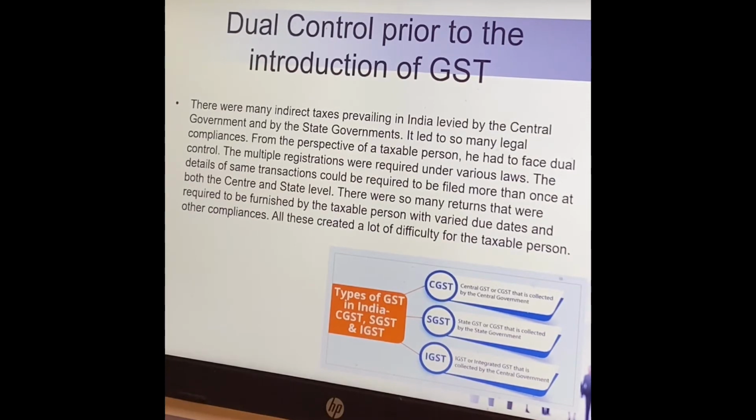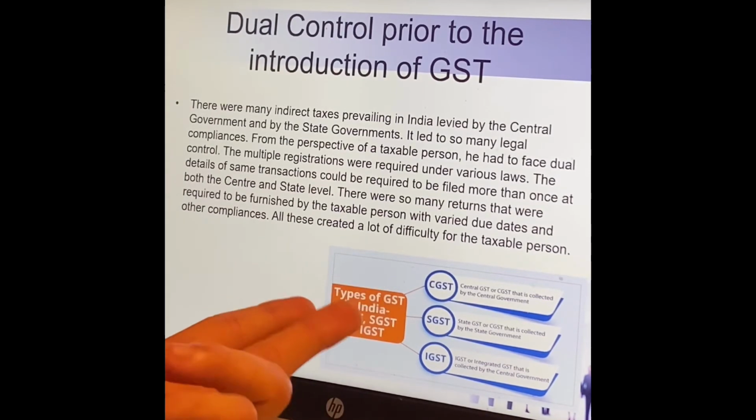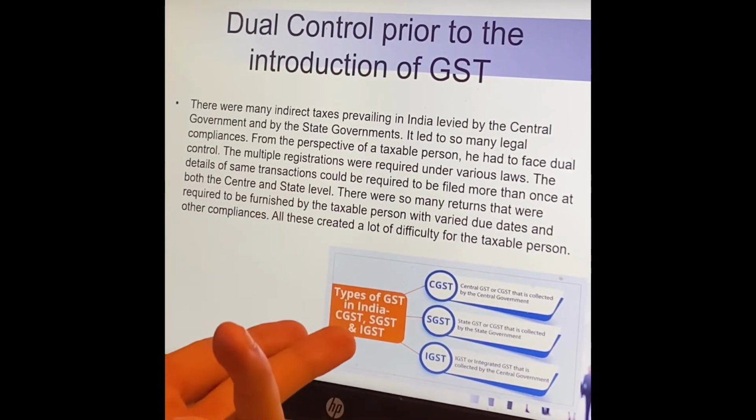of difficulty and problems for the taxable person, as it was a very complex procedure and the taxation system was very complex and wide. So if we see the chart, it's showing the three types of GST: CGST, SGST, and IGST.